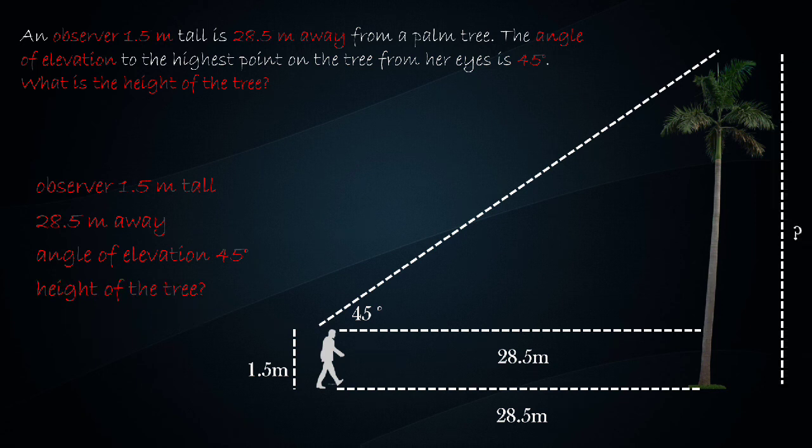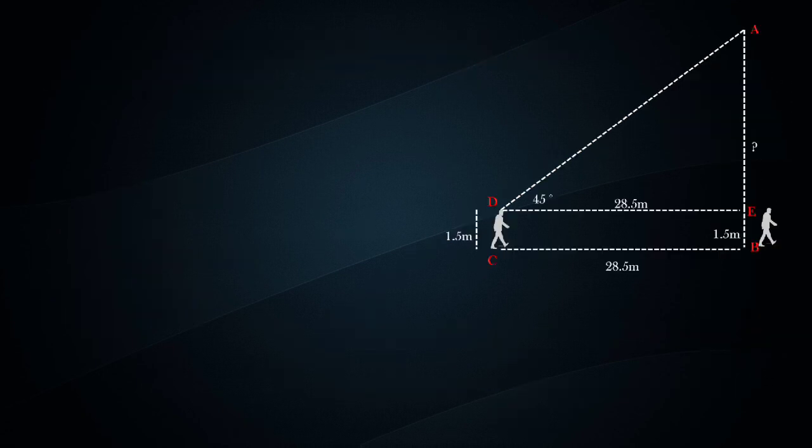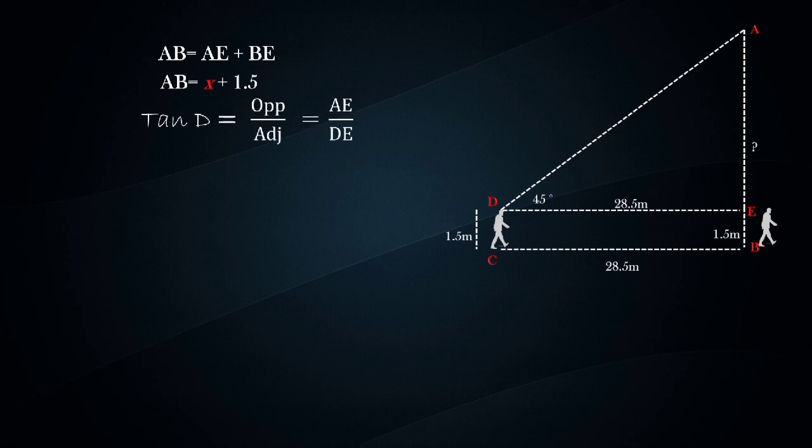So height of the tree I need to find out. So let's put down the entire figure properly. Mathematically, the figure should be like this. And AB, which is the height of the entire palm tree, is equal to nothing but AE plus BE. Now I've given a point E, which is where exactly his horizontal view would end, and plus his height, that is BE. So AB is nothing but AE, which is unknown, given an alphabet X, and BE is 1.5. So from point D is where I'm looking from, right?